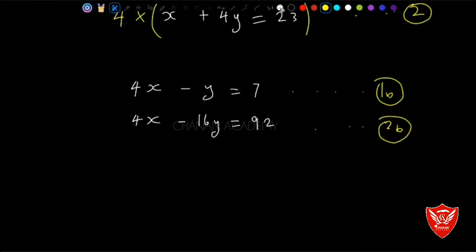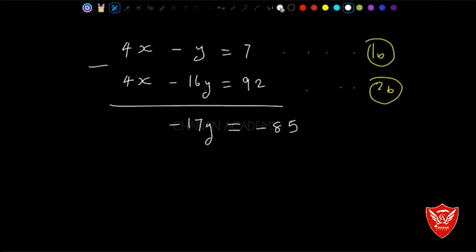Now, from this you can see that the coefficient for x in 1b and 2b are the same. So we can subtract. 4x minus 4x, that's 0. Minus y minus 16y becomes minus 17y, which is equal to, now 7 minus 92 becomes minus 85. Okay, so we are going to divide both sides by minus 17. When we divide both sides by minus 17, we are going to have y is equal to 5.